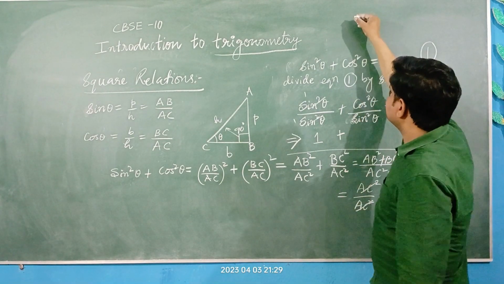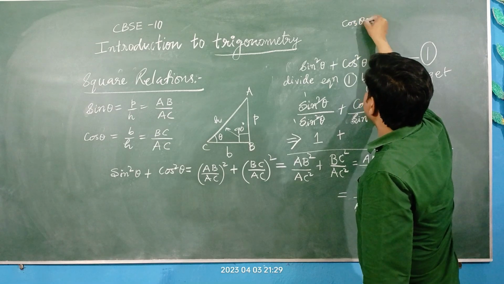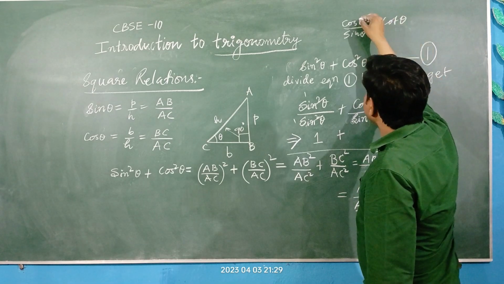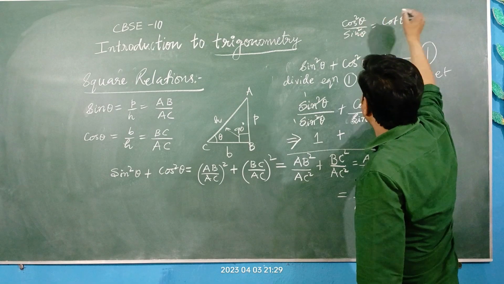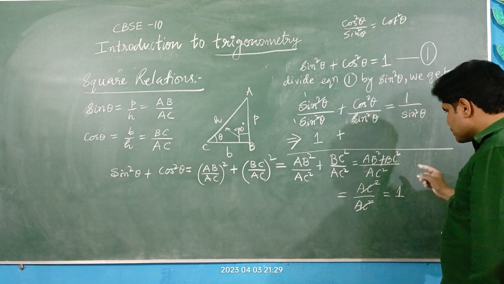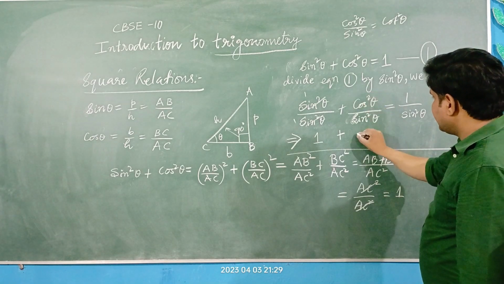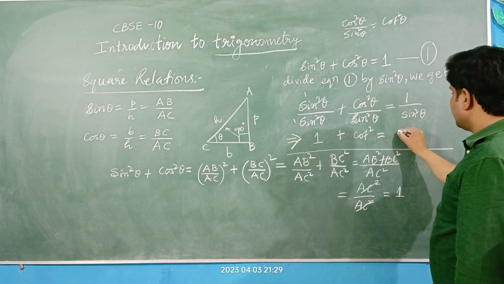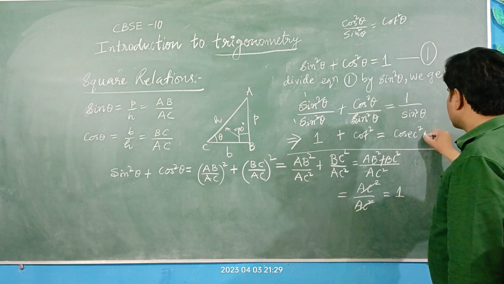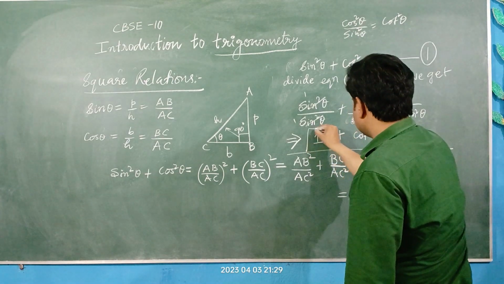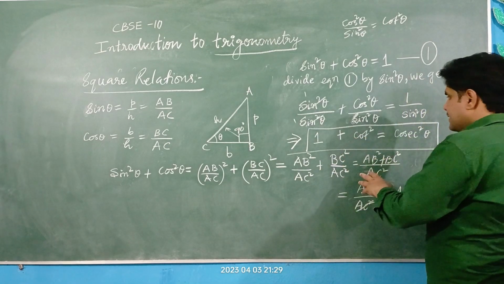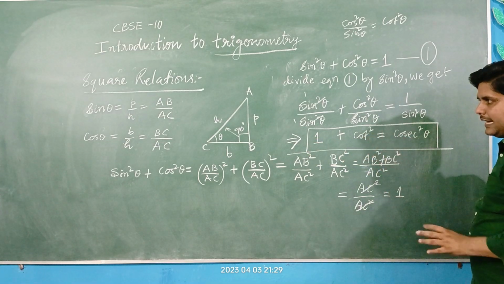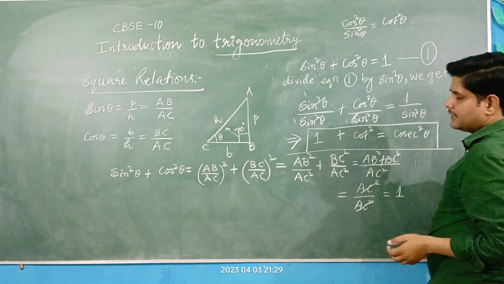We just did the quotient relation where we said cos theta upon sine theta is cot theta. So since it is cos squared by sine squared, it will be cot squared. And 1 by sine squared we can have, by the reciprocal relation, as cosec squared theta. So what we get here as a trigonometric relation, again a square relation, is cosec squared theta is 1 plus cot squared theta. And we have obtained it from the first square relation.